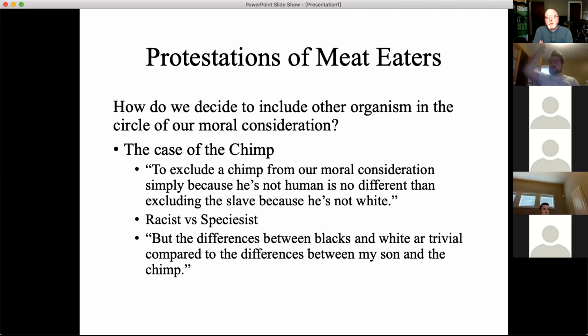So Pollan brings up this idea that to exclude a chimp from our moral consideration simply because he's not human is no different than excluding the slave because he's not white. And he equated this argument to being essentially not much different than a racist perspective, and he labeled this a speciesist distinction. Speciesist is not a term that Pollan came up with. This is a term that has existed for quite some time.